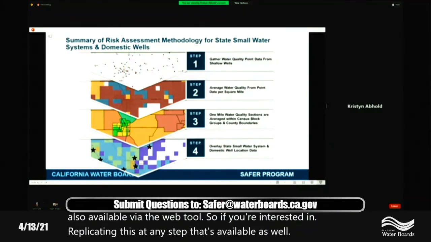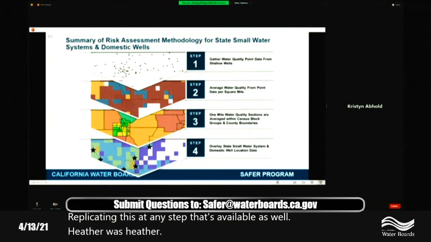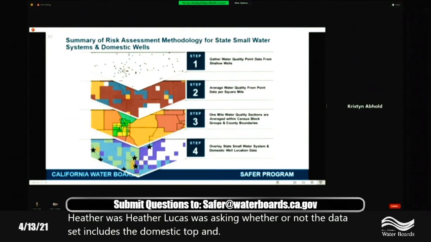Heather Lucas was asking whether or not the data set includes the domestic top and domestic bottom added to the data set.